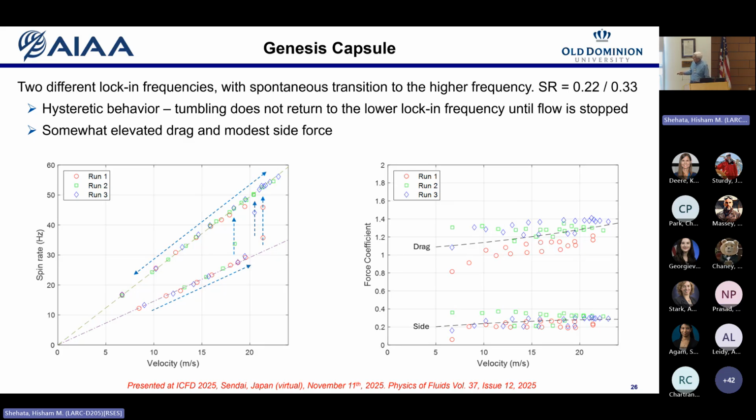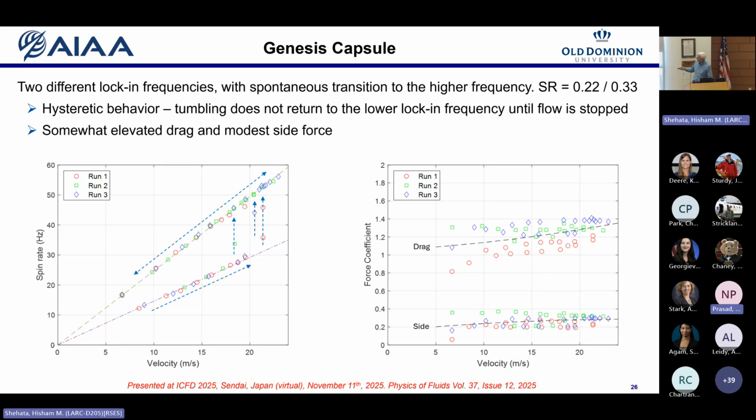So you'd start up at a particular tunnel speed, nudge the thing into motion, it would lock into the flow, you'd work the tunnel speed up, work it up, work it up. All of a sudden, there's kind of a shudder, and the model spontaneously spins up to a higher frequency. And then once it's up there, it doesn't want to come back. So a true hysteretic effect.